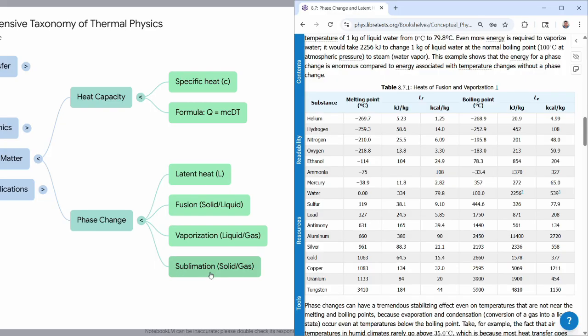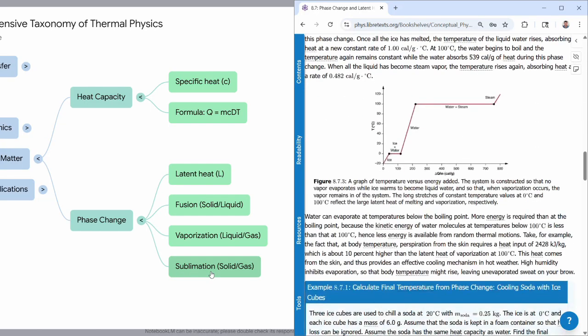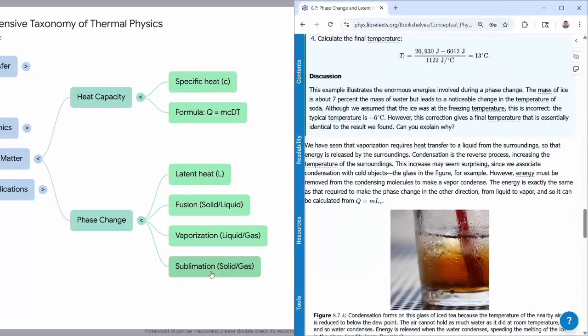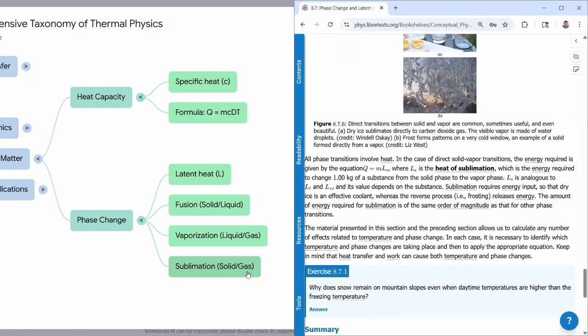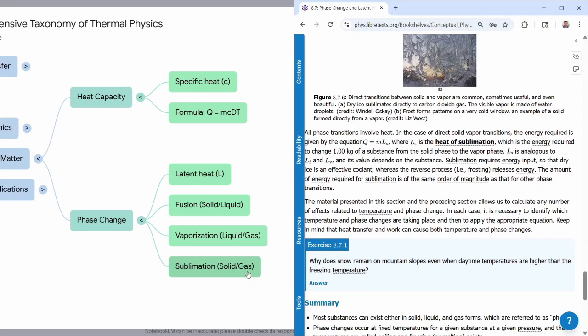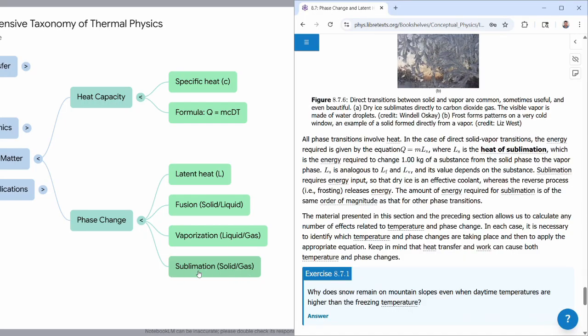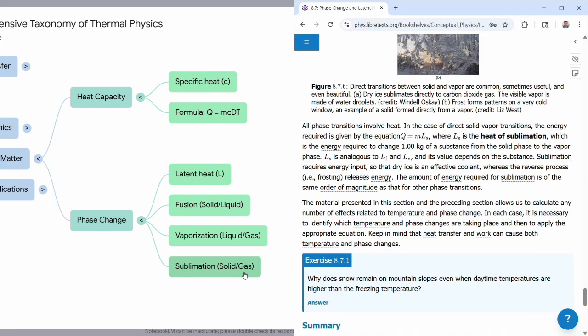I guess the most common example you might see of sublimation is dry ice, which is frozen carbon dioxide, CO2. And it goes from frozen, solid dry ice to gas CO2 without an intermediate liquid step, at least at 1 atmosphere. If you put it under a great deal of pressure, you could turn it into liquid carbon dioxide, but that takes a lot of equipment and effort. Yeah, so that's latent heat.